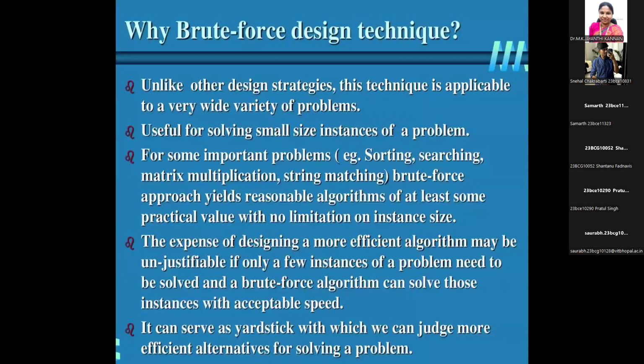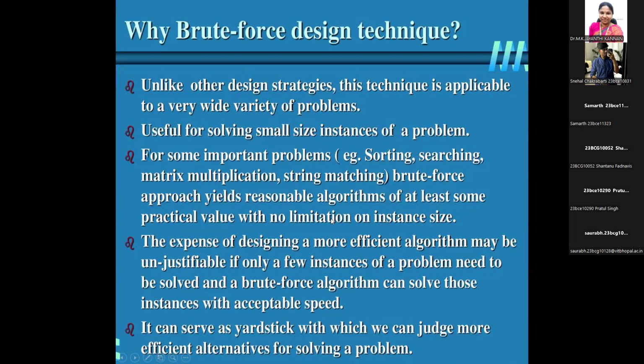Why is the brute force design technique used? Unlike other design strategies, this technique is applicable to a very wide variety of problems. A very common method, it is widely used for solving many computational problems. It is useful for solving smaller sizes, where the input and other parameters are very small. For important problems like sorting, searching, matrix manipulation and string matching, the brute force approach yields reasonable algorithms of at least some practical value with no limitations on instance size.